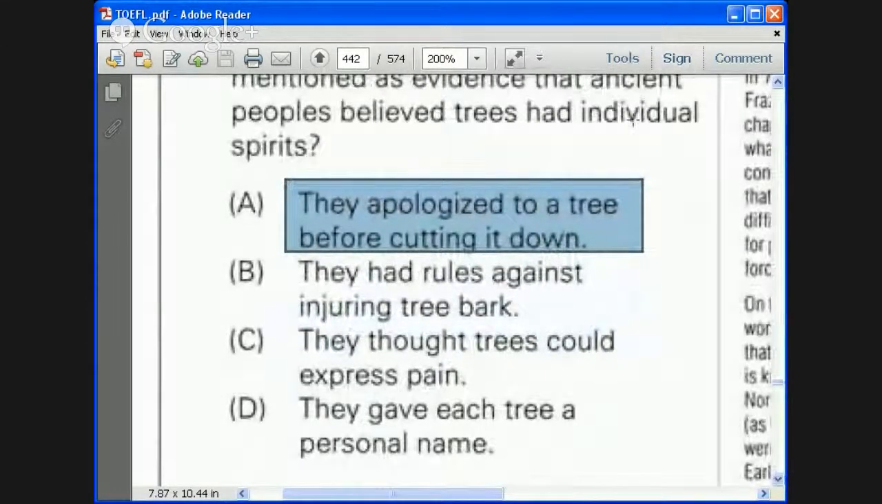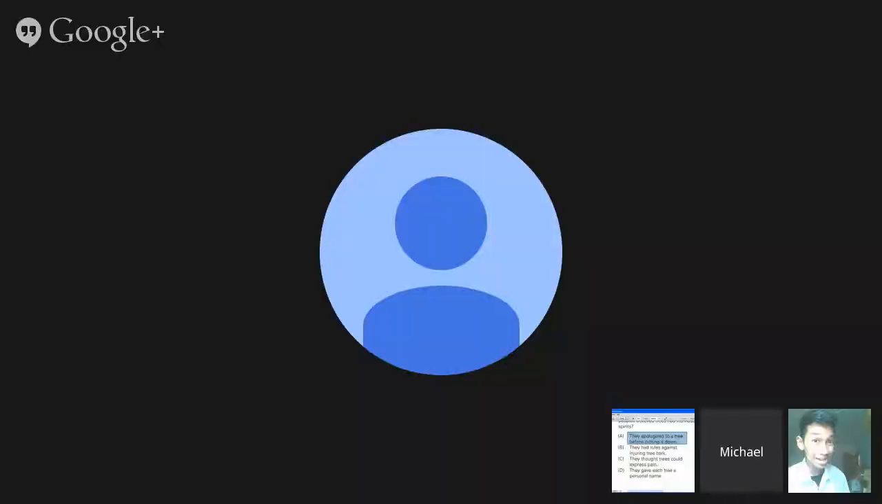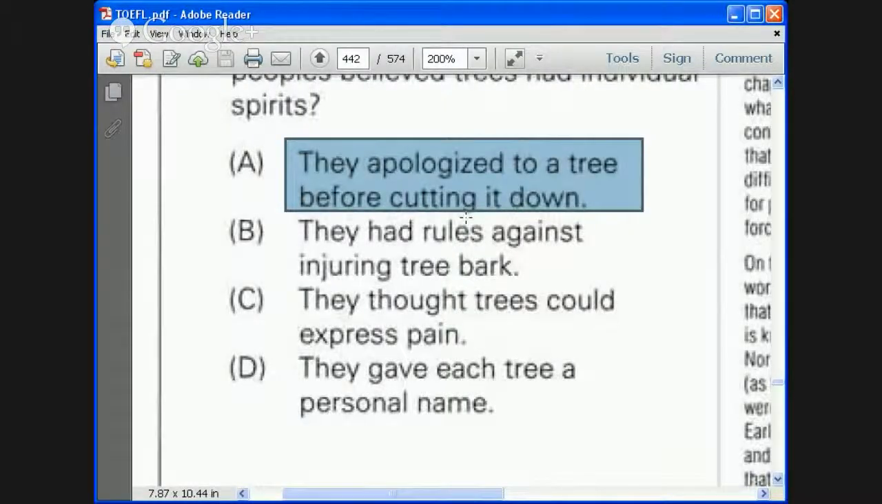Let's do it a different way. Apology. All right. Apology. Okay. I'm not even going to look for B because I know they said that. We're looking for not. So we can look for apology, express pain maybe, personal name. Personal might be closer. All right, so if we're going to take a look.